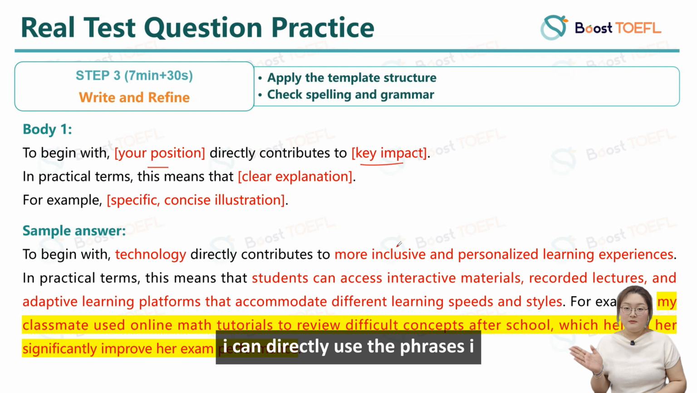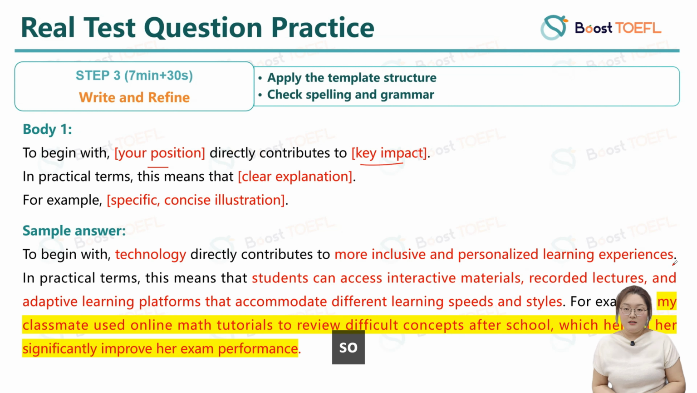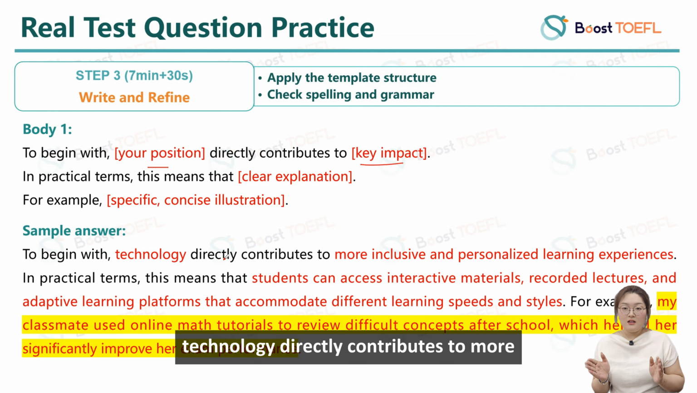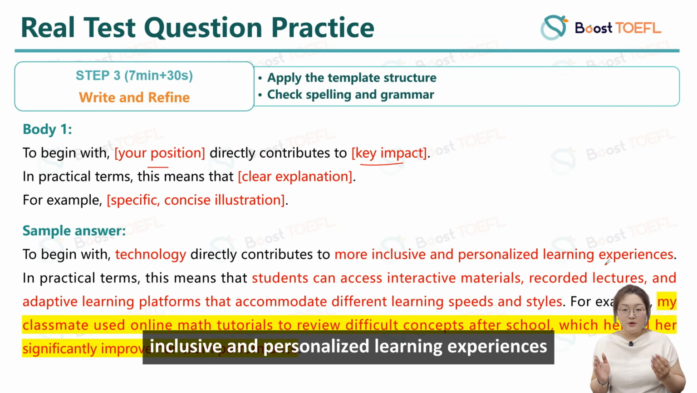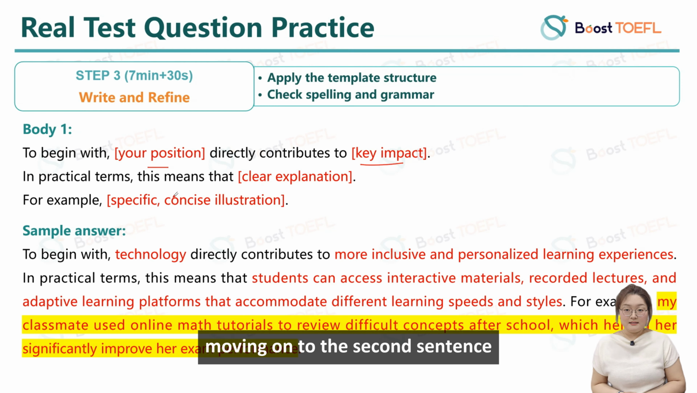Here, I can directly use the phrases I thought of during the planning stage. So my first sentence is, to begin with, technology directly contributes to more inclusive and personalized learning experiences. Now, moving on to the second sentence.